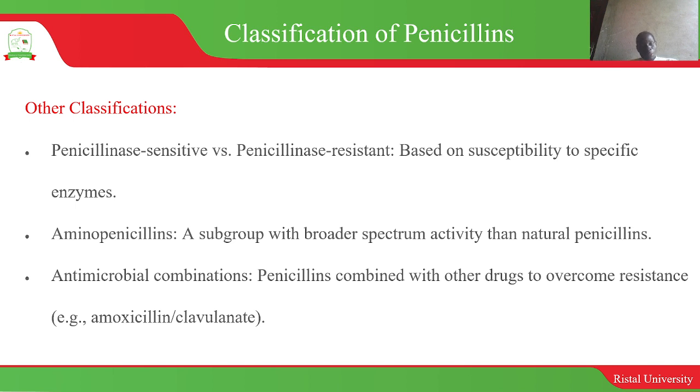We also look at other classifications. We have penicillinase sensitive versus penicillinase resistant. This one is based on susceptibility to specific enzymes. We also have what we call the aminopenicillins. It's a subgroup with broader spectrum activity than the natural penicillins. We have the antimicrobial combinations: penicillins combined with other drugs to overcome resistance. Example is amoxicillin and clavulanic acid, clavulanate.